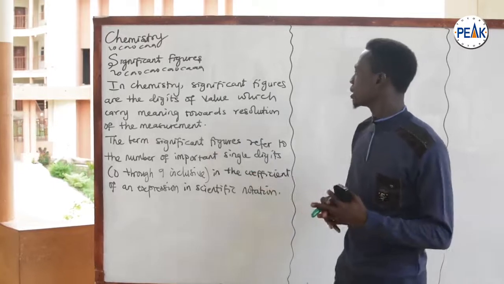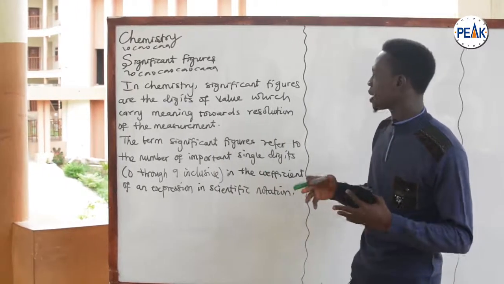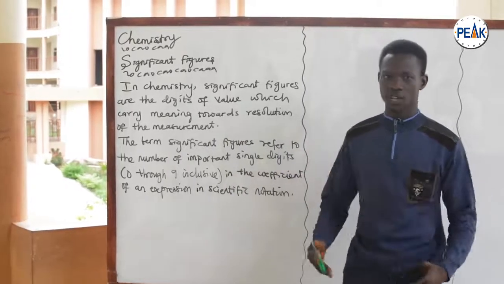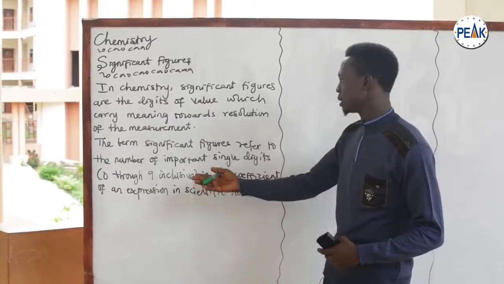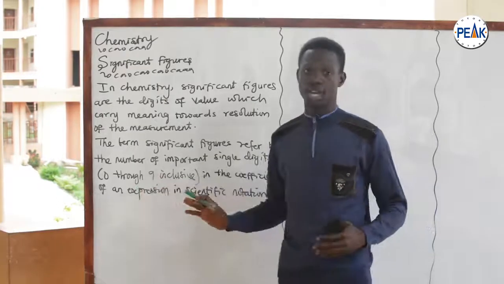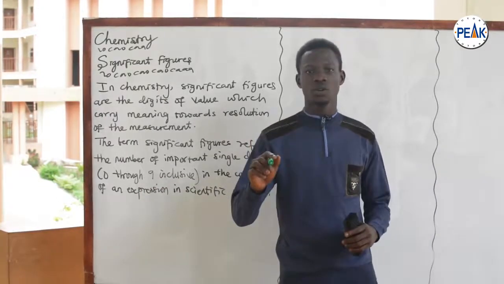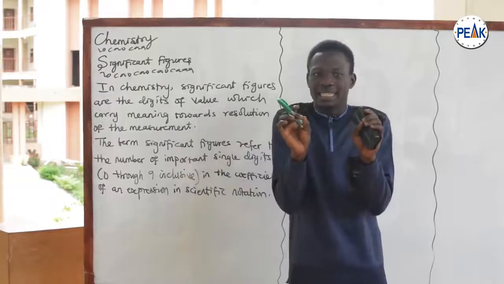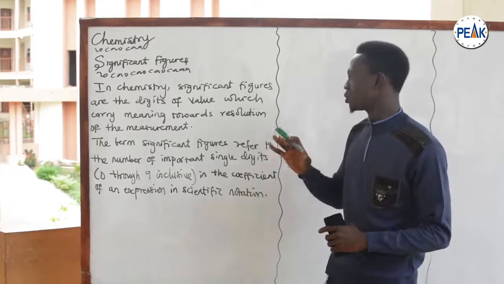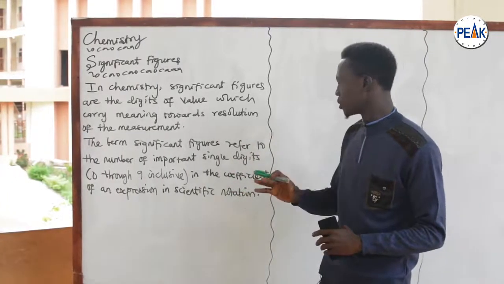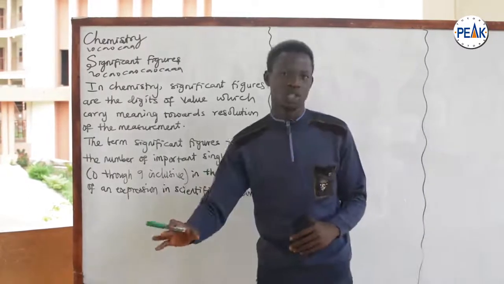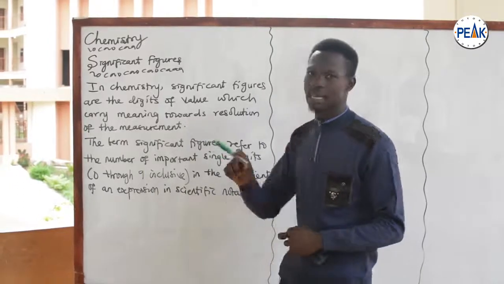In chemistry, significant figures are the digits of values which carry meaning towards resolution of the measurement. But the definition of significant figures I love most is the second one. The term significant figures refers to the number of important single digits, 0 through 9 inclusive. That's telling us that 0 is also a significant figure, depending on the type of 0, of which we are going to talk about today. So the term significant figures refers to the number of important single digits, 0 through 9 inclusive, in the coefficient of an expression in scientific notation. By scientific notation, we simply mean standard form.